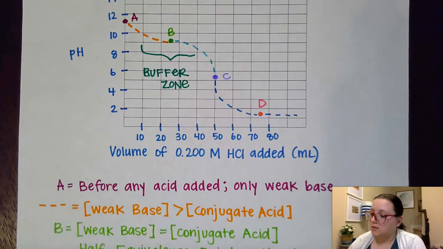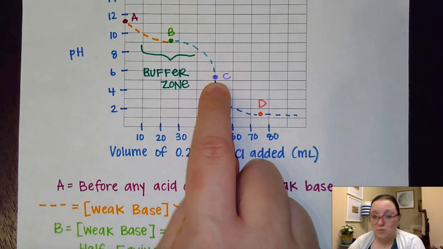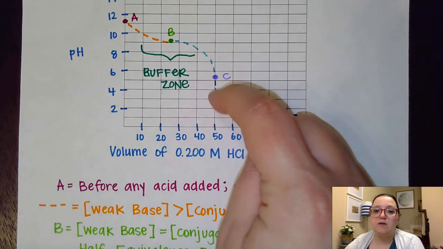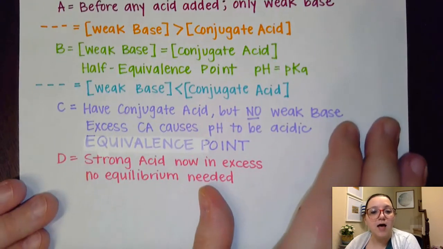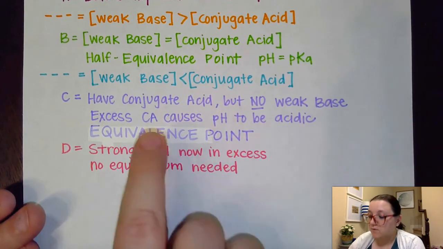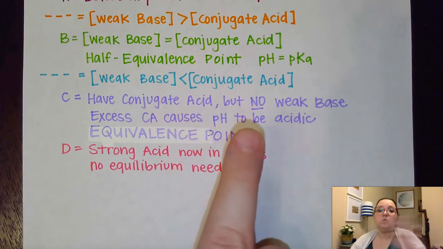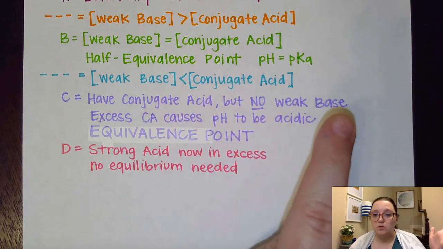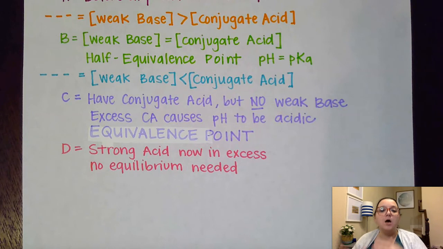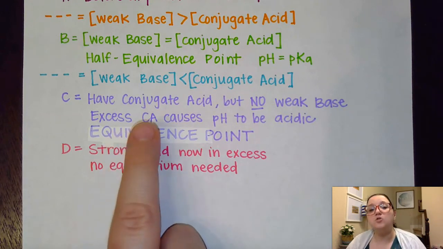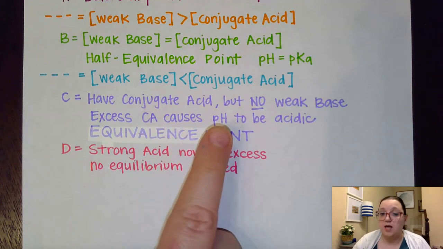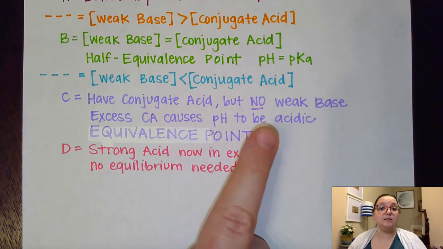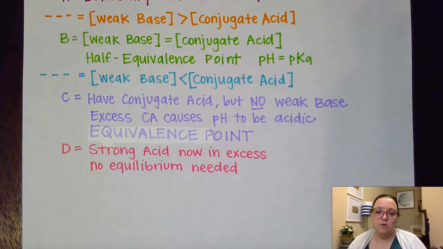but I went ahead and had you mark it on here. So again, C here is my equivalence point. You notice we kind of get that vertical shape there to this. Okay, and again, that is the point where we have conjugate acid, but I've used up all of that weak base. It's totally gone. It's been canceled out by the strong acid that I've been adding to it. Now, because I do have excess conjugate acid, that causes the pH at that point to be slightly acidic, even though it's the equivalence point.